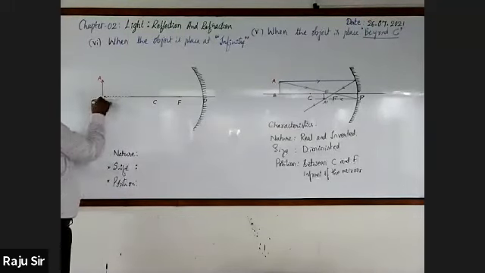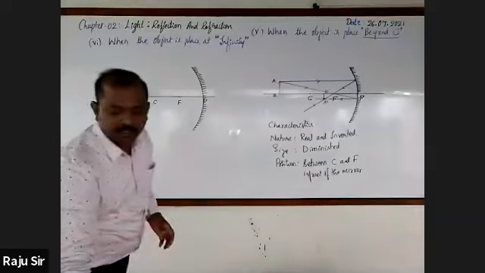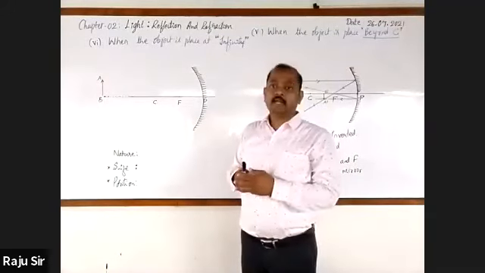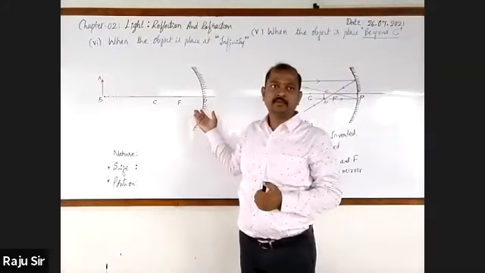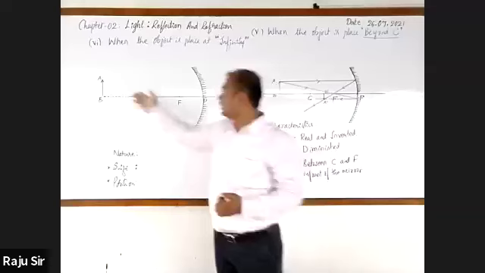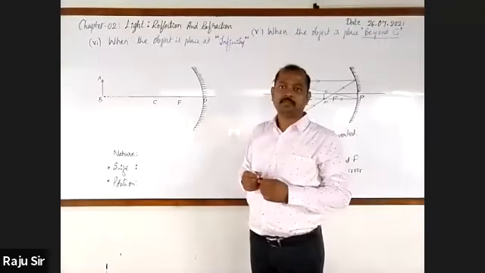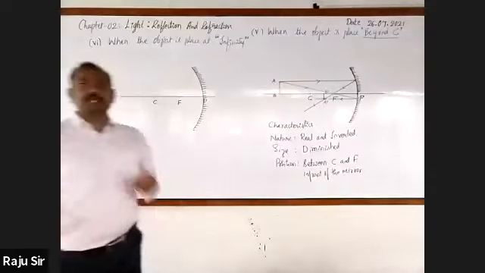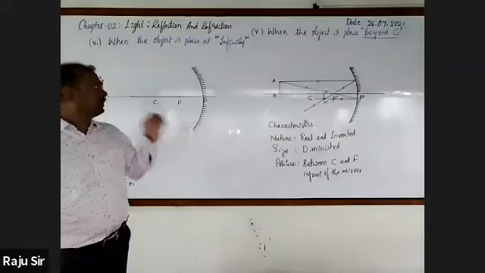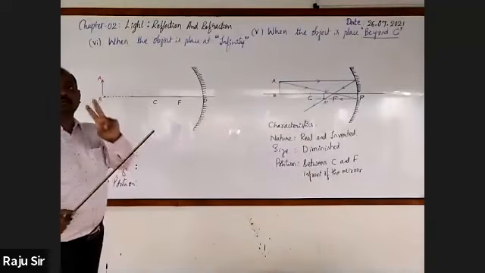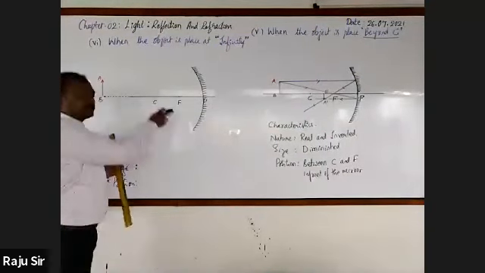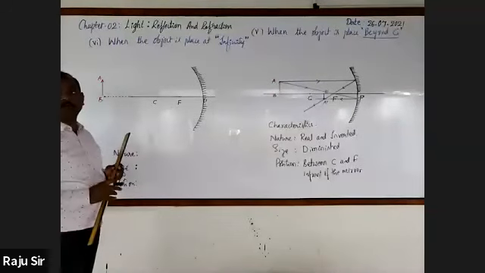Call it as AB. We know that from the object, plenty of rays of light will be coming. Some rays incident parallel to the principal axis. Some rays pass through the principal focus. Some rays pass through the center of curvature. Here, we are going to take only two rays to draw the ray diagram to represent the formation of image. I'm going to choose the two rays coming from the object: one passes through the focus and another passes through the center of curvature.